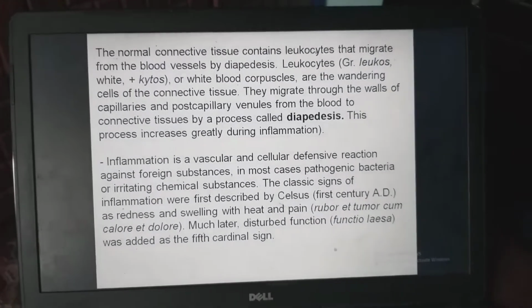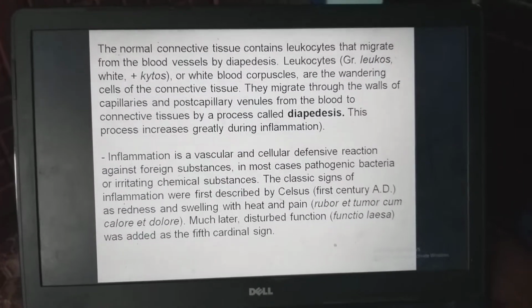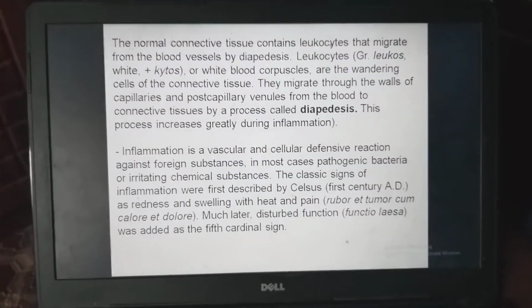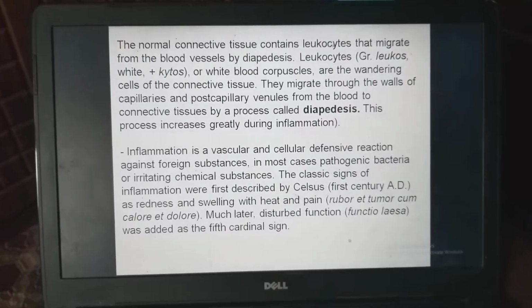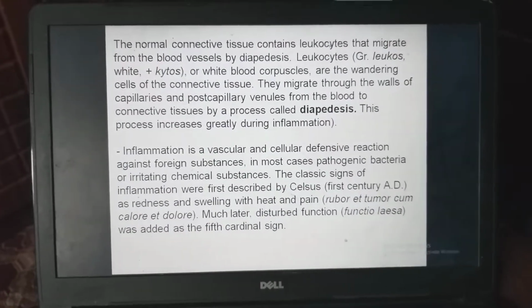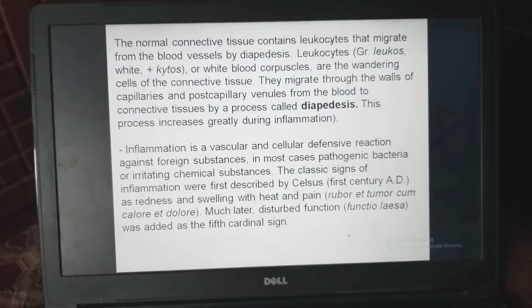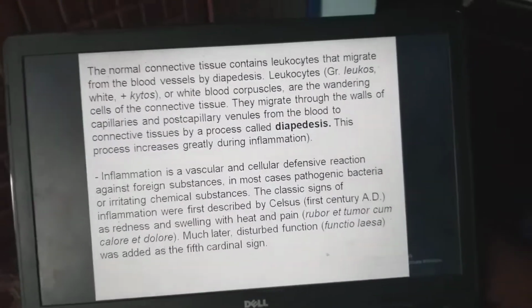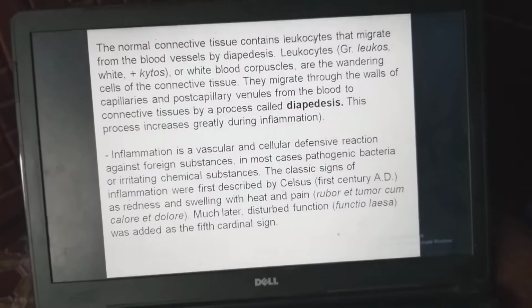We have said that these cells are moving, not simply resident in one area, so they are crossing the wall of blood vessels. This is what we call diapedesis. They migrate through the wall of capillaries and postcapillary venules from the blood to connective tissue by a process called diapedesis. So diapedesis means simply penetrating the wall.